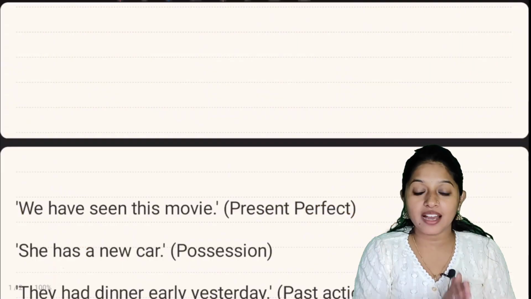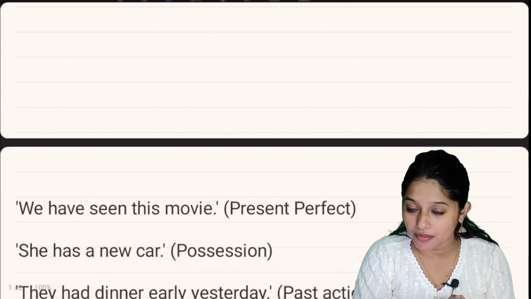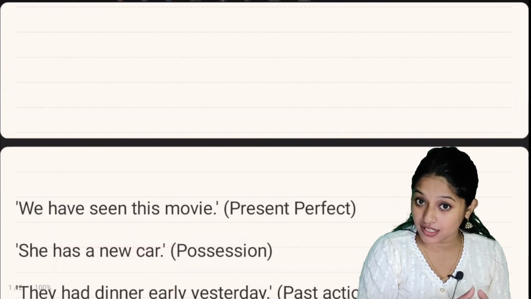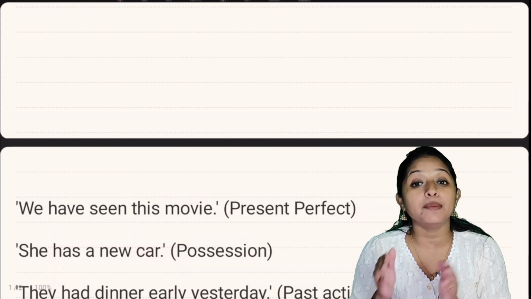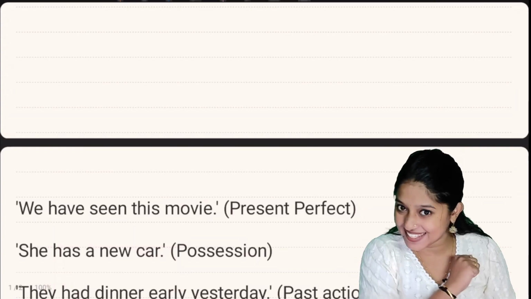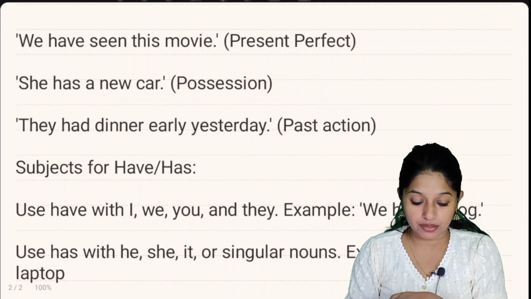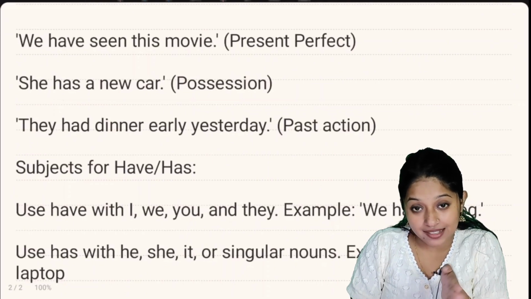Now let's move on to have forms of the verb. Have forms are generally used to show possessions or to form the perfect tenses. Let's see the examples for clarity. So we have seen this movie. We have seen this movie.